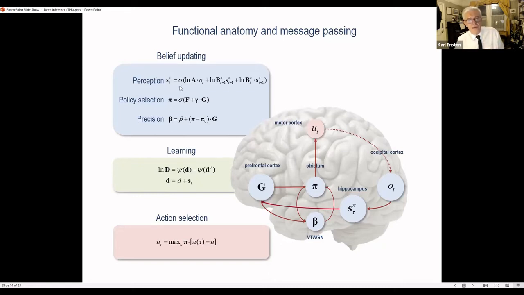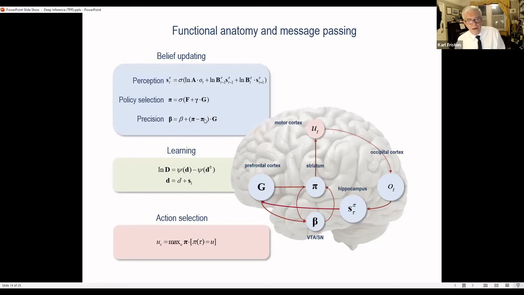The key point I just wanted to make here, and I don't want to labor it too much, is that these equations, which are off-the-shelf variational message passing equations for generic Markov decision processes, look remarkably like belief update schemes in neuronal models. Basically, nonlinear voltage-current activation functions applied to mixtures of presynaptic inputs weighted by connection strengths, or in this instance, a classic softmax response rule that depends upon the expected free energy and the precision.